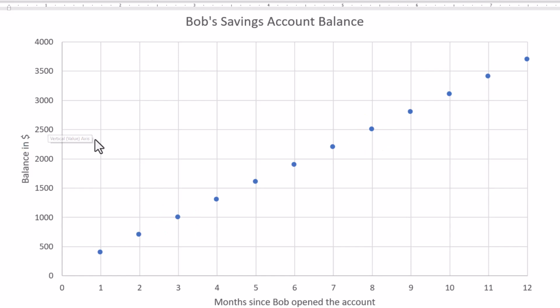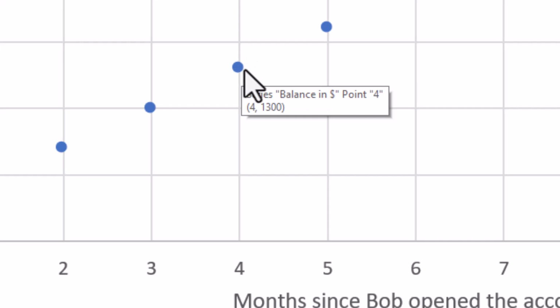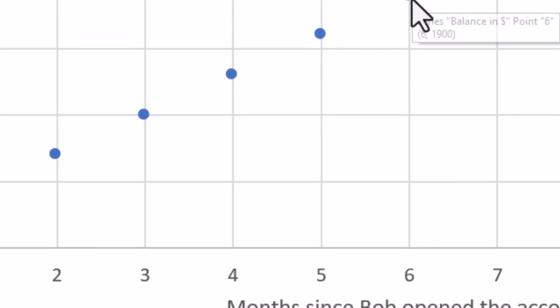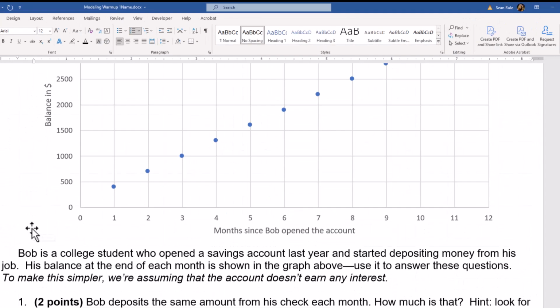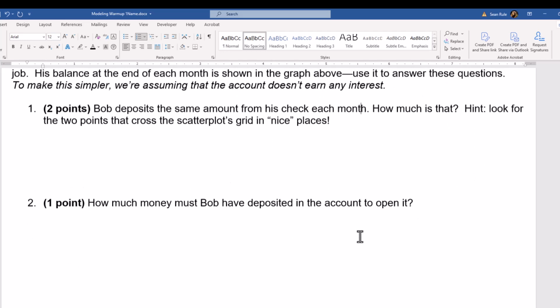Now, we can check that because Becky was nice enough to put the Excel spreadsheet embedded in here. If I point at these things, we can look at how much is in each month. In month 4, there were $1,300 in the account, in month 5 there were $1,600, and in month 6 I bet there were $1,900. Yeah, so we can check that answer against that. Yay us! Okay, so $300 a month in the account. 1,500 divided by 5.